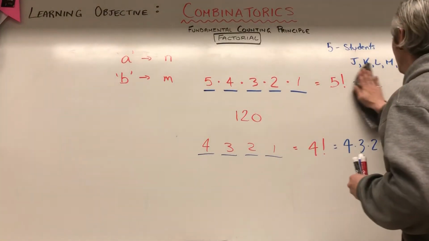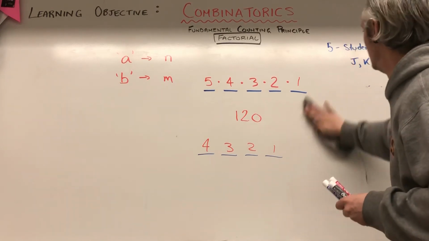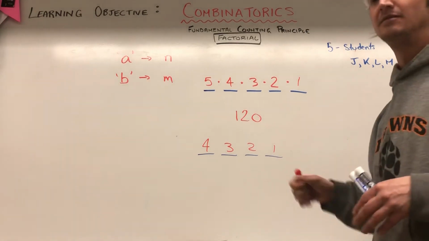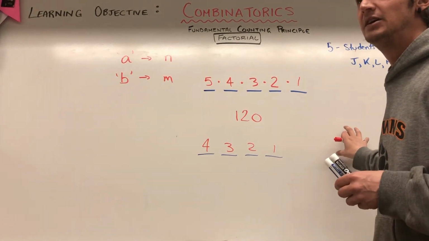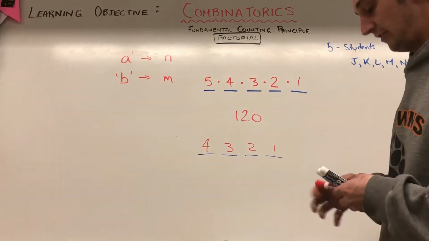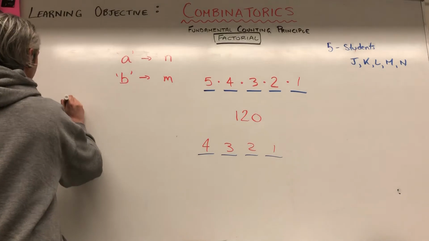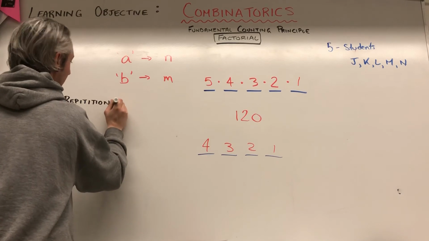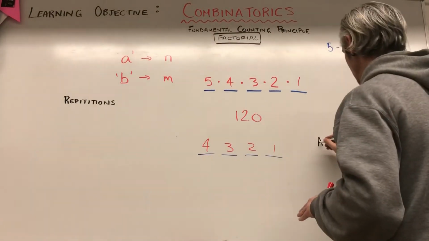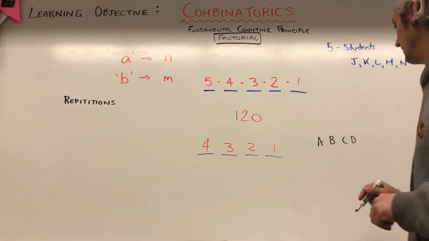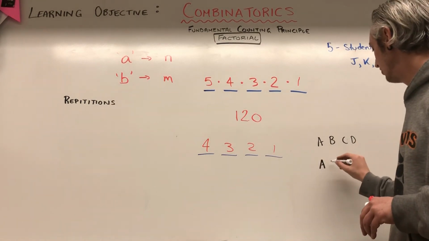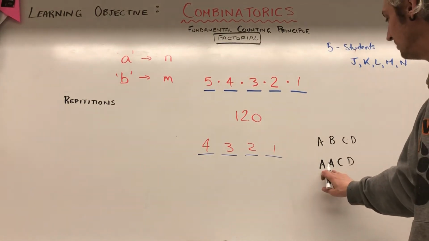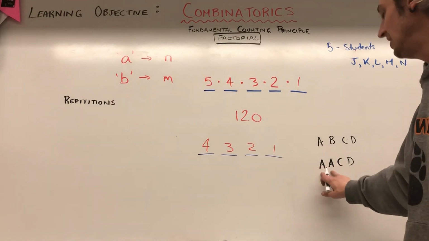Now, in these examples that I did here, there were a couple things my examples just didn't include. The first was repetitions, okay? I had no repetitions here when I chose A, B, C, D. That's different than if I would have said, how can you arrange the letters A, A, C, and D? Okay? A is the same as A. So these two are repeated, and that creates a different case.